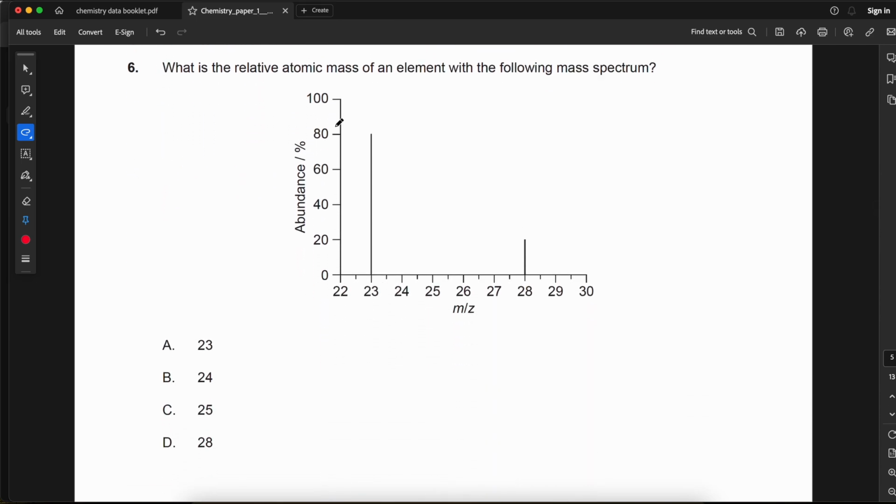What is the relative atomic mass of an element with the following mass spectrum? So here is 80%, that would be 0.8, and times this mass to charge ratio, so times 23, plus 0.2, 20%, times 28, then you will get 24.